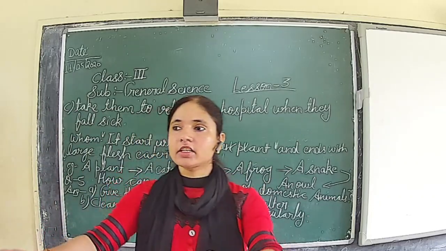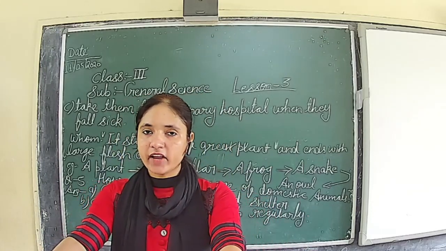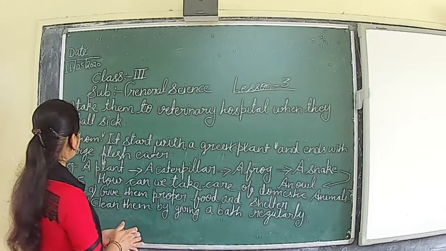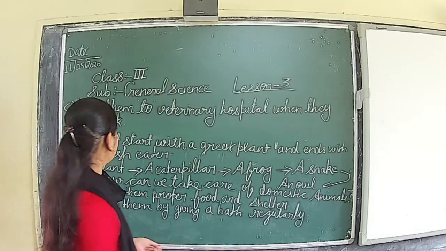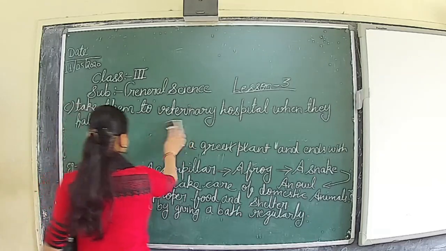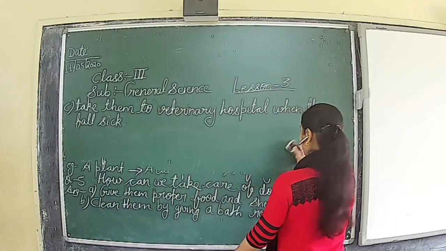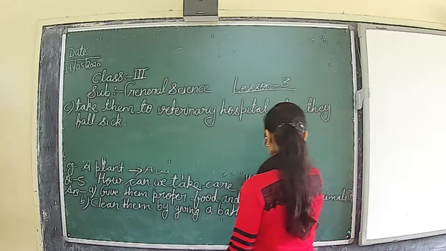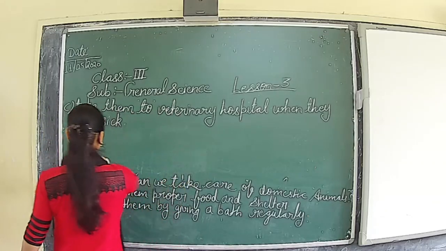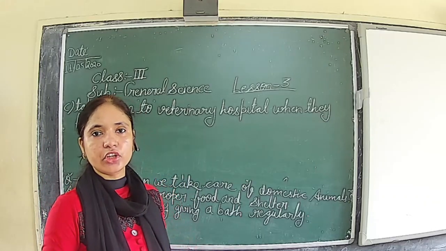Okay, it always starts with a green plant and ends with a large flesh eater. So, what you have to do? Your homework will be, you have to just take the other copy, and you have to draw the food chain here. Understood? You have to draw the different types of food chain you can draw.